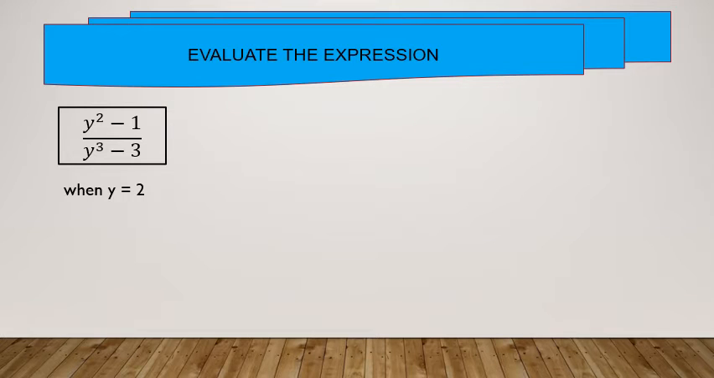Let's evaluate the expressions here. Let's have the first example, y squared minus 1 over y cubed minus 3. Again, do not use the excluded values, so that the denominator will not become 0. So I use y equals 2. Then let's substitute 2 for y. That becomes 2 squared minus 1 over 2 cubed minus 3. Then here, we have to simplify. 2 times 2 is 4. 2 times 2 times 2 is 8. Then simplify again. 4 minus 1, 8 minus 3. That is 3 over 5.